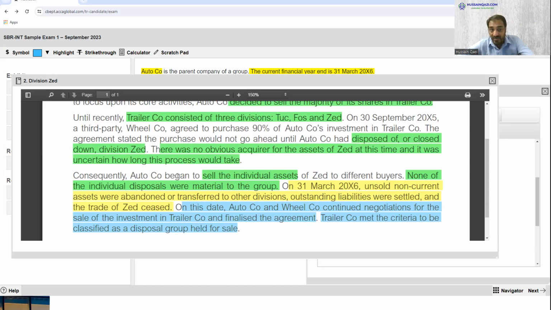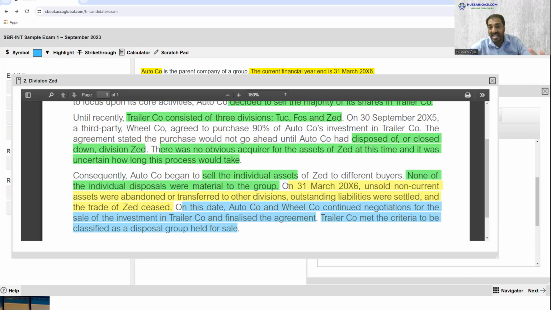Consequently, connect the points with this next paragraph. The auto company begins to sell individual assets of Z to different buyers. Again, none of the individual disposals were material to the group. Although the company has the intention, no individual disposal will become material to the group.